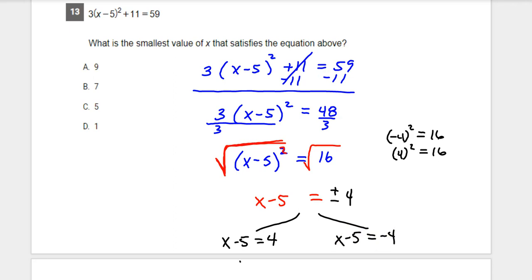And over here I add the 5 to both sides and I get the 9. Over here I add both sides and I get the 1. So I could see I have two answers, and the smallest answer would be x equals 1. So that's a little bit more proper way to solve that problem.